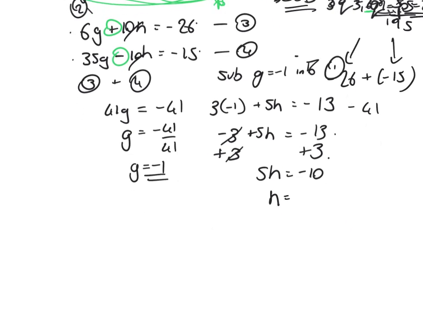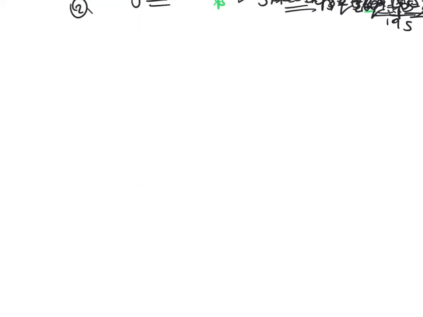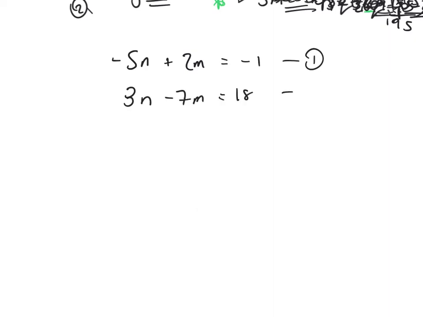It's then h equals minus 10 over 5, and h equals minus 2. Final answer, g equals minus 1, h equals minus 2. Okay, let's try another. Let's go for minus 5n plus 2m equals minus 1, equation 1, and 3n minus 7m equals 18, equation 2.